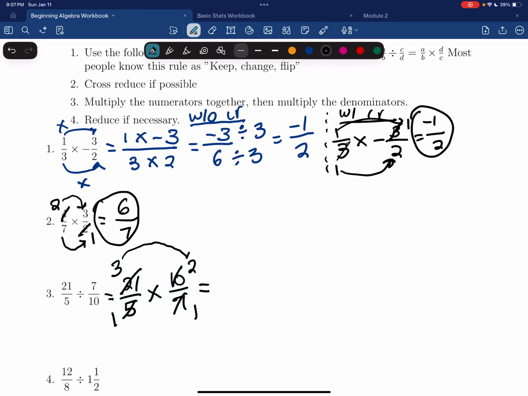So we have a 3 and a 2, so we're going to multiply 3 times 2, and we're going to multiply 1 times 1. So 3 times 2, well, that's 6. And then 1 times 1 is 1. So 6/1 is just 6. And that's your final answer.